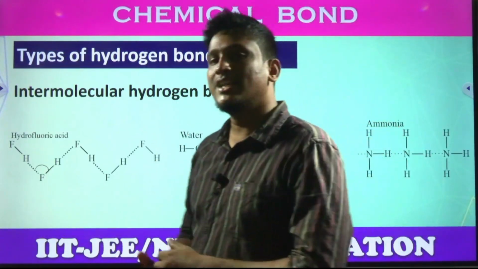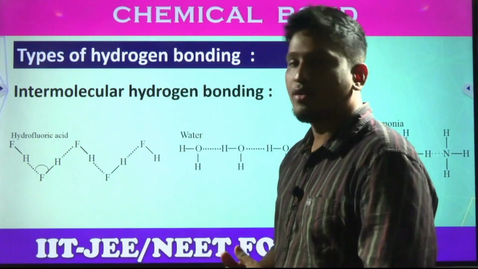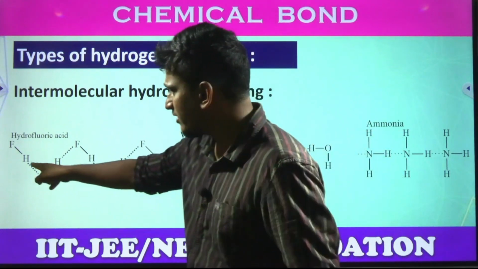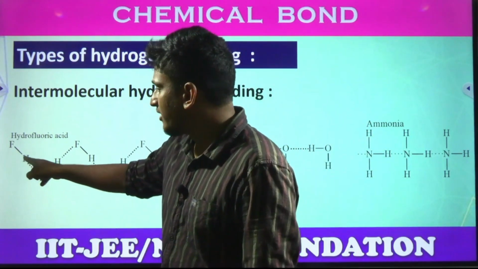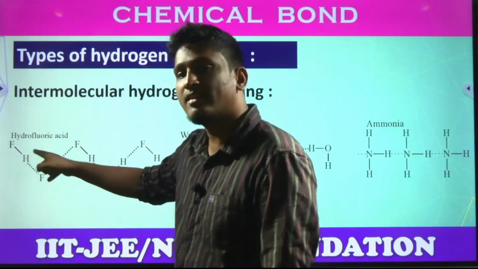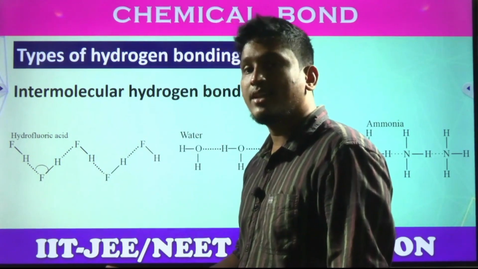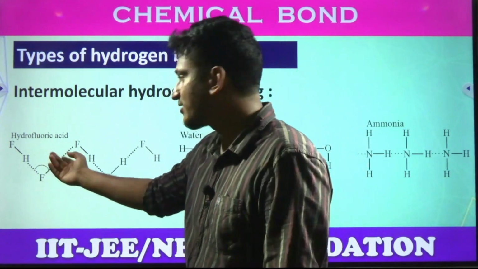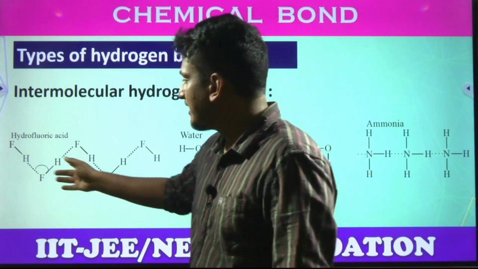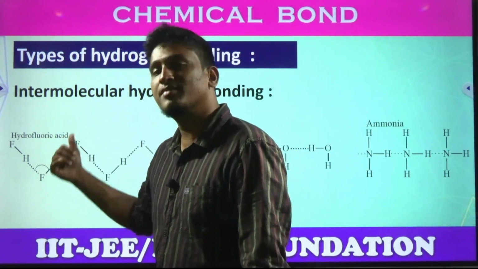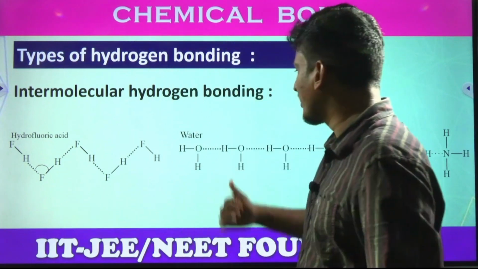Look at the intermolecular hydrogen bonding. Hydrofluoric acid, HF molecule. You can see the dotted lines. The hydrogen atom of one molecule shows attraction towards the electronegative element of the other molecule, fluorine. This attraction is called hydrogen bonding. Is this attraction between the same molecule or with the other molecule? With the other molecule.